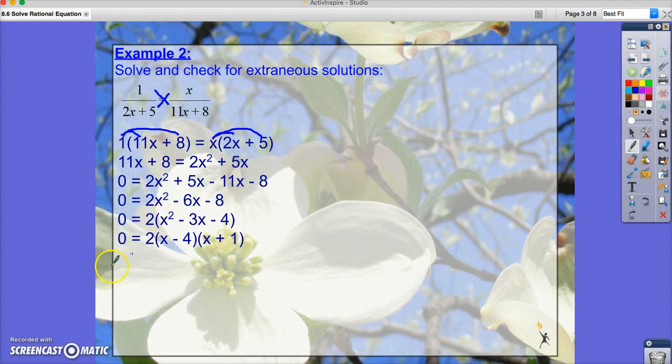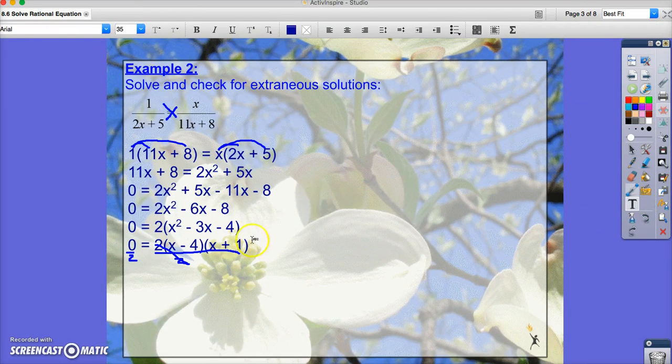Now remember, when you divide, I'm going to show you this step here. We can actually divide both sides by 2, right? To get rid of the 2. What happens here is they cancel out. And 0 divided by 2 is what? 0. So you're left with x minus 4, x plus 1. And we'll set them each equal to 0. X will equal 4, negative 1.